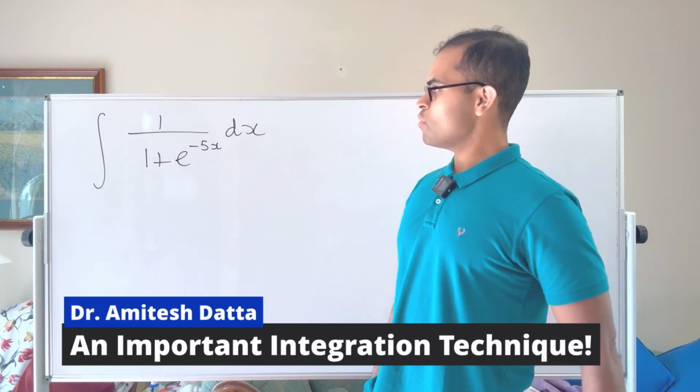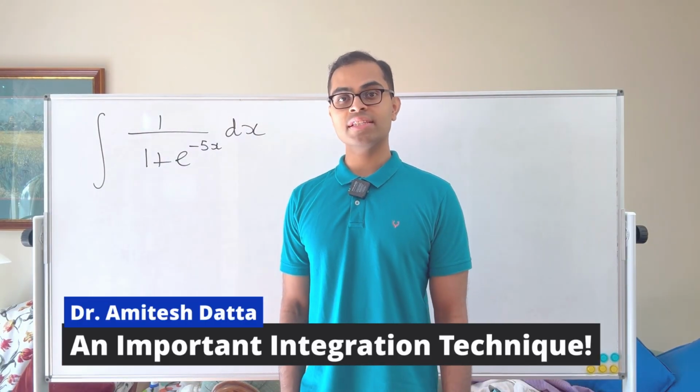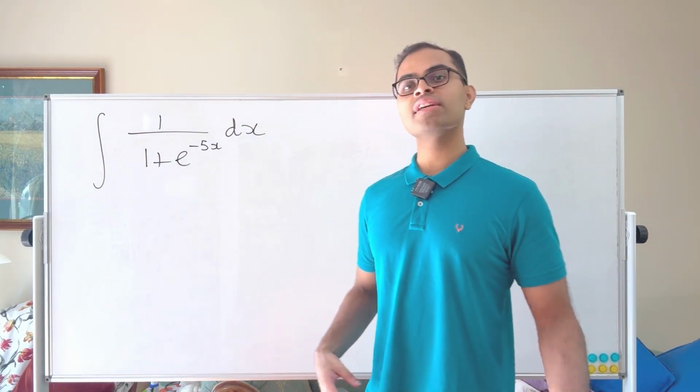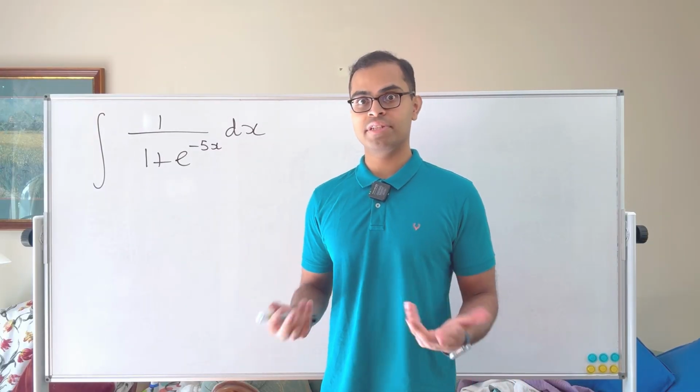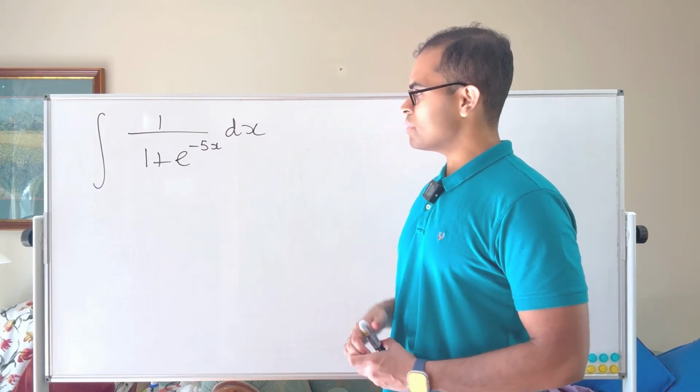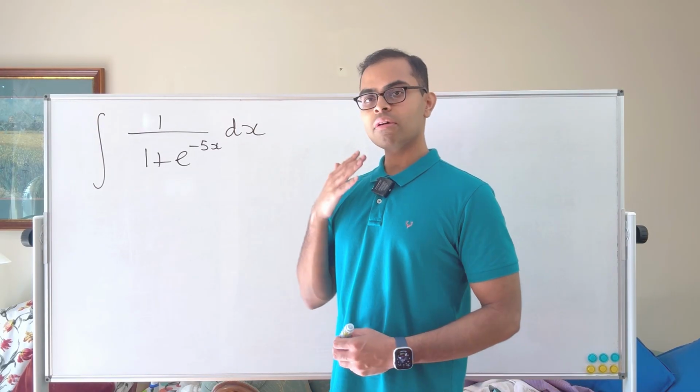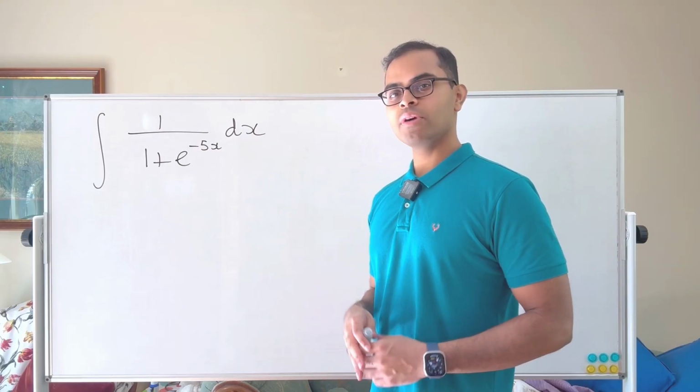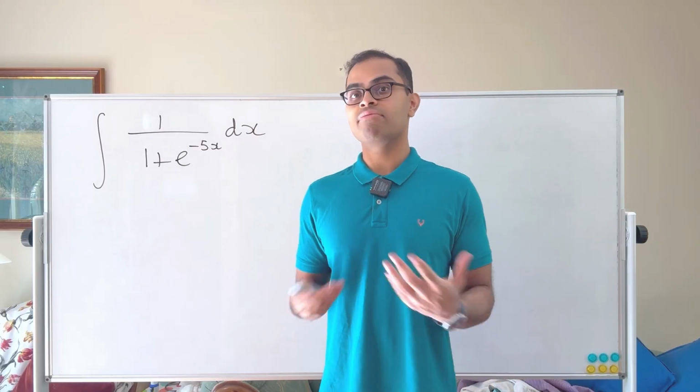Let's integrate 1 over 1 plus e to the minus 5x dx, and as usual I'm going to walk you through the process of how we think about it as mathematicians. I'm not just going to give you the solution, but talk you through the process. In particular, I'm going to show you how it's okay to make mistakes and give failed attempts to start off with.